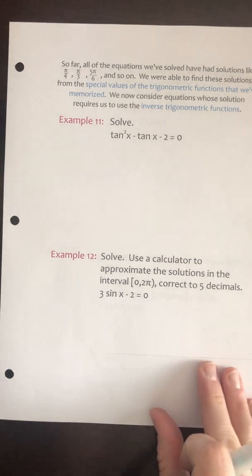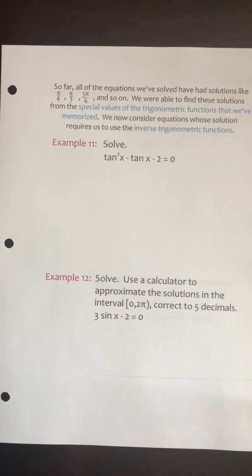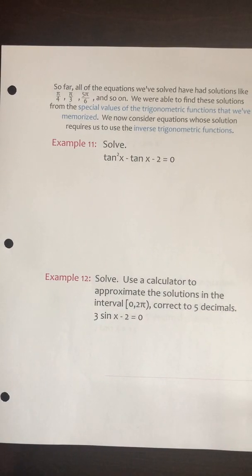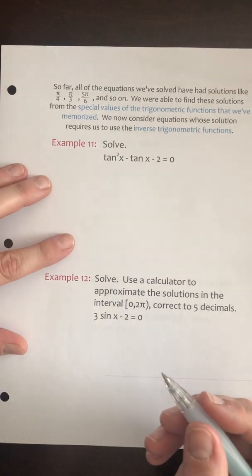All right, we're getting closer to being done, y'all. So here it says, so far, all the equations we've solved have had solutions like pi over 4, pi over 3, 5 pi over 6, and so on. In other words, they've had solutions that came from the unit circle. And sometimes that doesn't occur. Now, in the last lesson, in 7.4, we did have to use the calculator a little bit, and I think that's probably what's going to have to happen here.